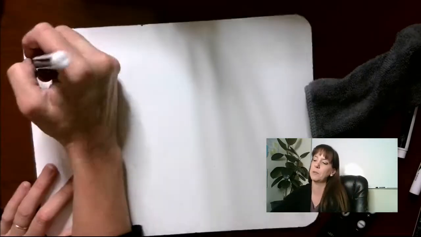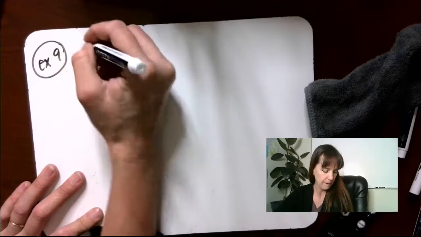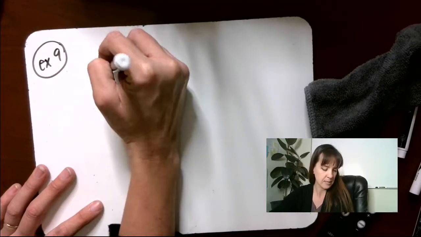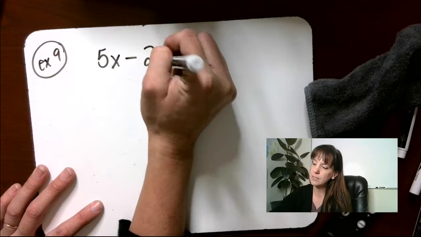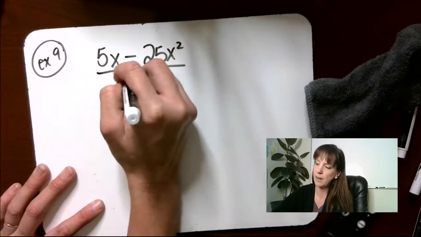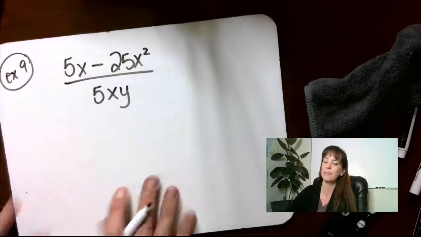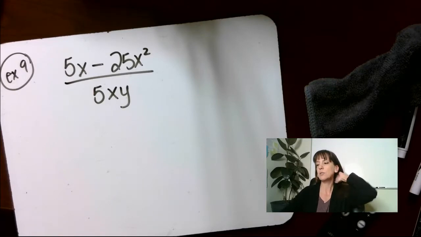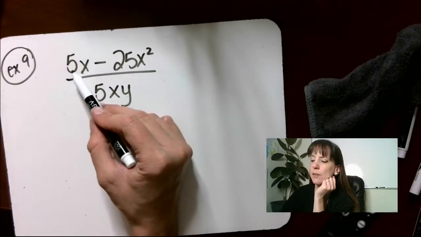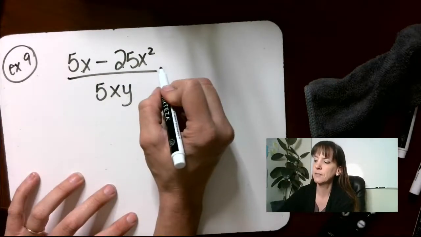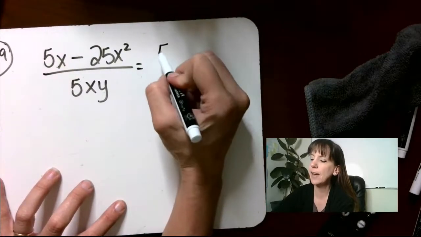Actually, let's do one more example. Example number 9, right? So we've got 5x minus 25x squared over 5xy. All right, guys, so taking a look at this, the top one, I can factor out a 5 and an x, right? If I do that, I get 5x.